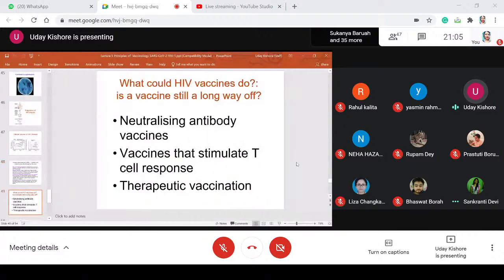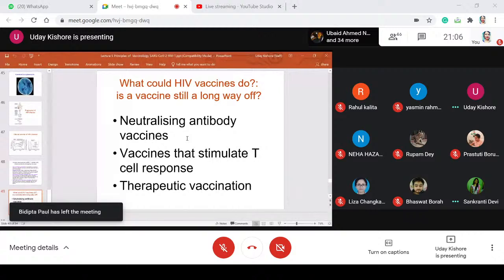What is the expectation? The same question was asked 30 years ago. We continue to ask this question. We need a neutralizing antibody vaccine, a vaccine that is neutralizing, which doesn't allow virus to infect. We also need a vaccine that will stimulate T cell response, because we want to stimulate CD4 positive T cells. Otherwise, antibody production will not take place.